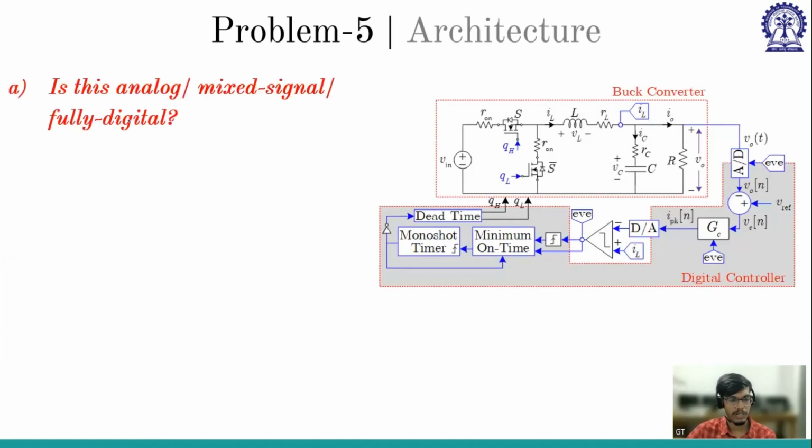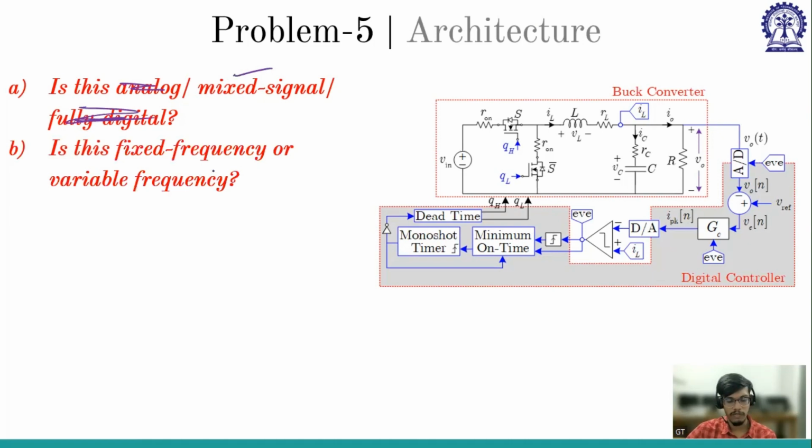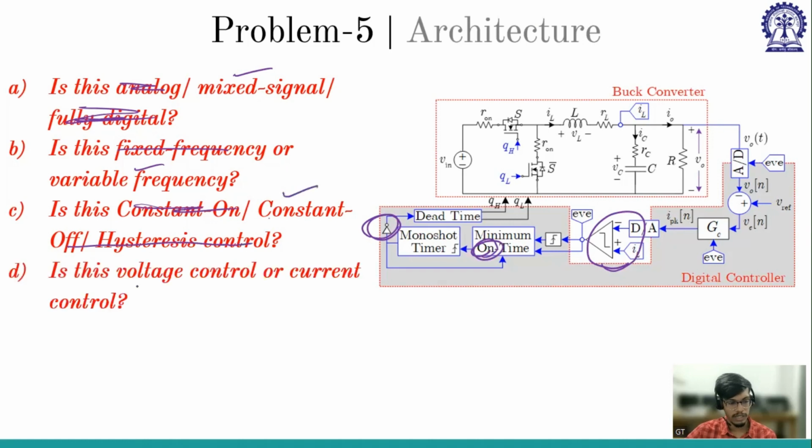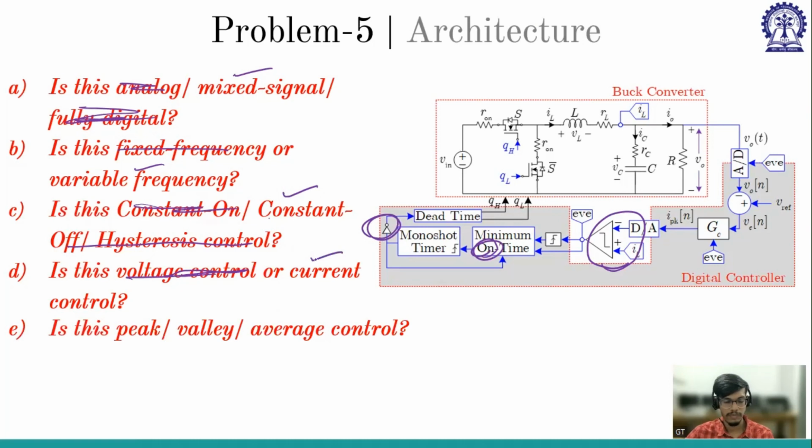So is this analog or mixed signal or fully digital? Mixed signal. And fixed frequency or variable frequency? Variable frequency. And constant on or constant off or hysteresis? Constant off. From this I can say it is constant off. Also from this you can say it is constant off, with minimum on time. And it is a current mode control, as we know. And is this peak or valley or average? Peak. Not valley, not average.